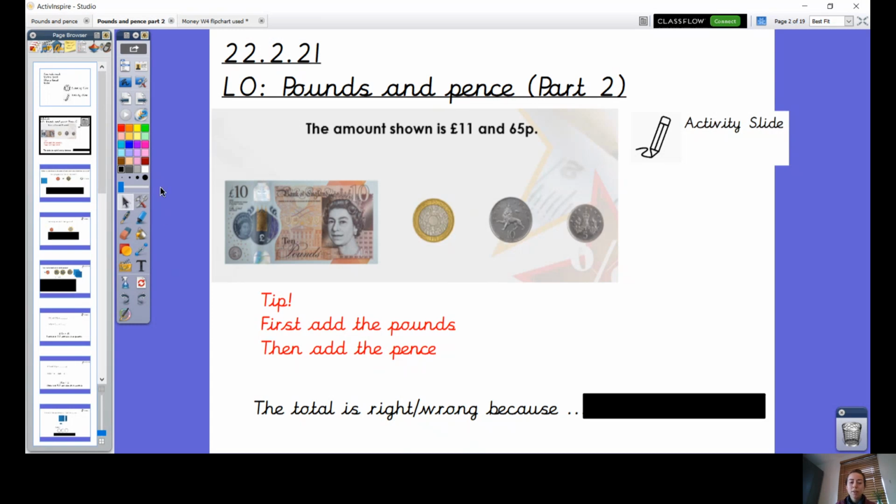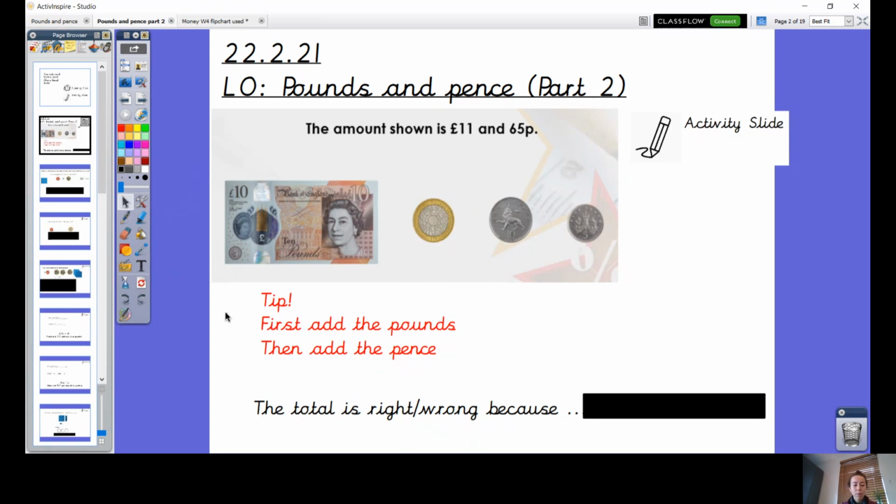Great job. Okay, so today we're going to be looking at pounds and pence. Again, I'm just going to be doing another lesson on this. Your activity said the amount shown is £11 and 65p. Do you agree? Do you not agree? So we had to complete this sentence here. The total is right or wrong because, now my tip here said first add the pounds, which is what we did before half term, and then add the pence.